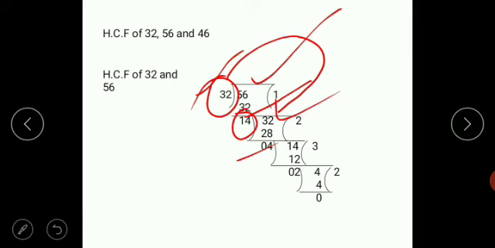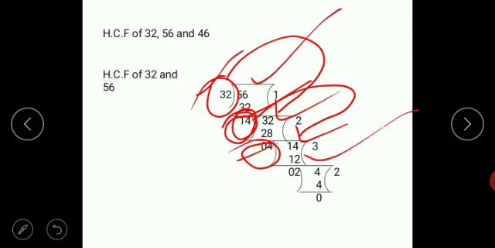The last divisor, which is your last divisor? 14. That you have to take as your next dividend. And remainder is 4, that is now your divisor. So 14 divided by 4 you must do. 4 3s are 12. 14 minus 12 is how much? 2. So remainder you got is 2.